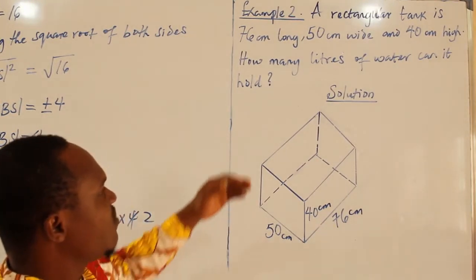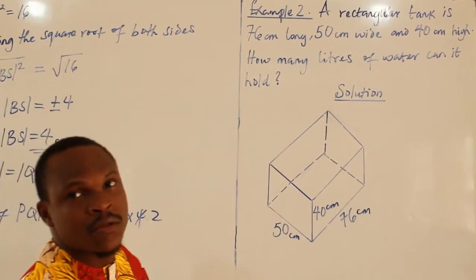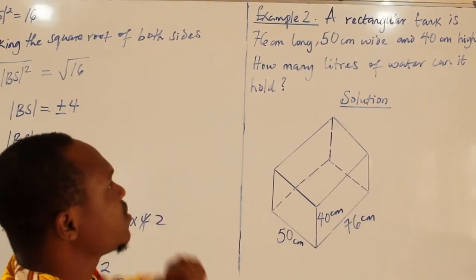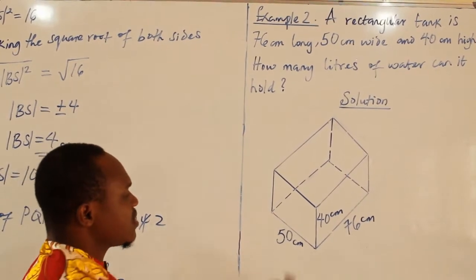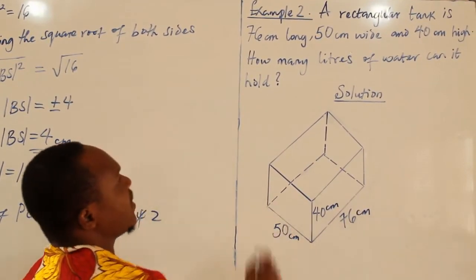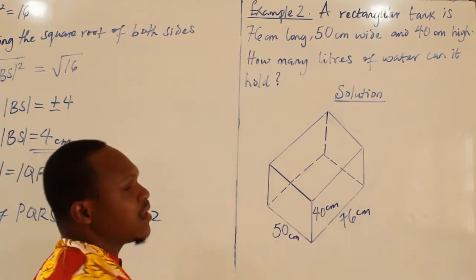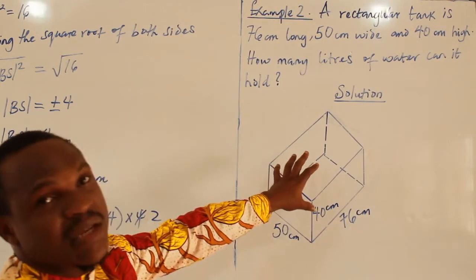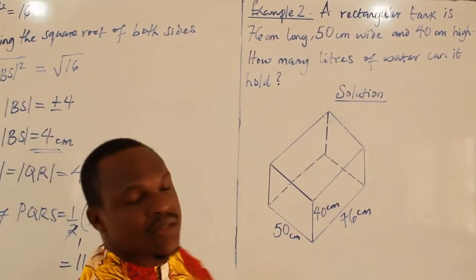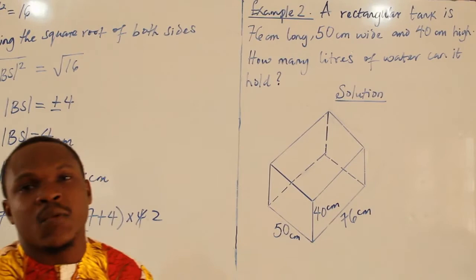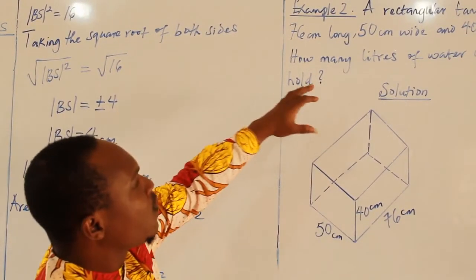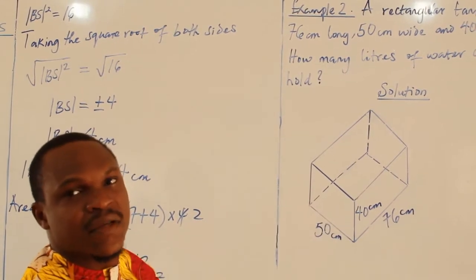Okay, so I've been able to make a representation of the rectangular tank that was talked about in the question. It says it's 76 centimeters long, 50 centimeters wide, and 40 centimeters high. So this is our representation of a rectangular tank. When it says how many liters does it hold, it means that we're talking about the volume of water it can hold inside of it.